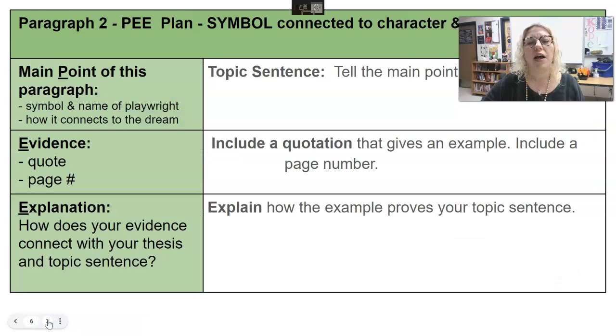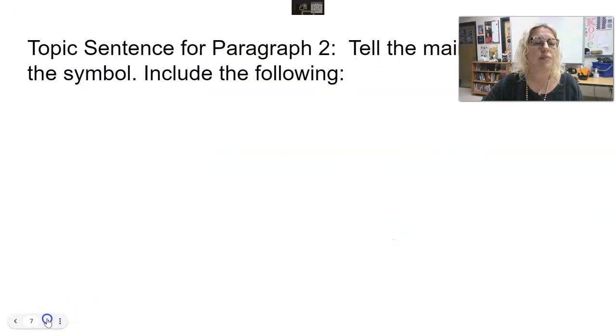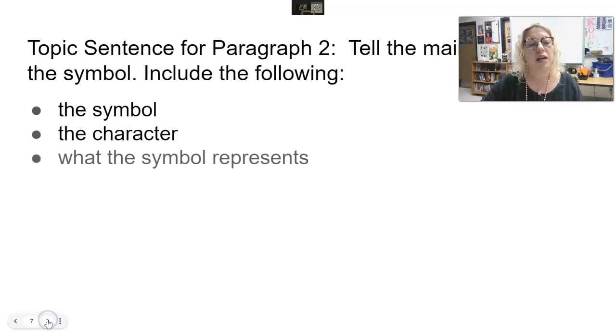All right, the second paragraph is your paragraph about the symbol. And so in this paragraph, you once again need the point, evidence, and explanation. For the point, you're going to include the symbol and the name of the playwright, and then how it connects to the dream. For your evidence, you want the quote and page number, and explanation is explaining how this example proves your topic sentence and your thesis statement. For this topic sentence, you want to make sure that you're telling the main point about the symbol, include the symbol, include the character, and then what the symbol represents. Put it all in a sentence.